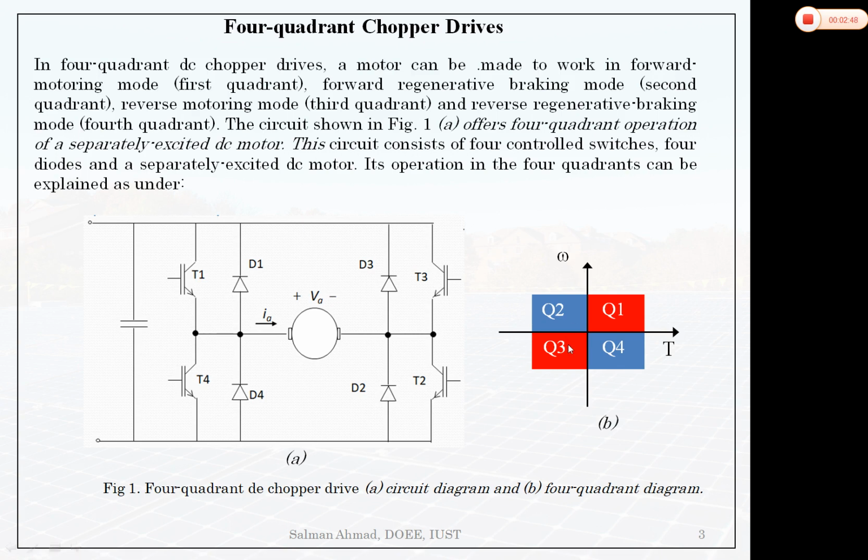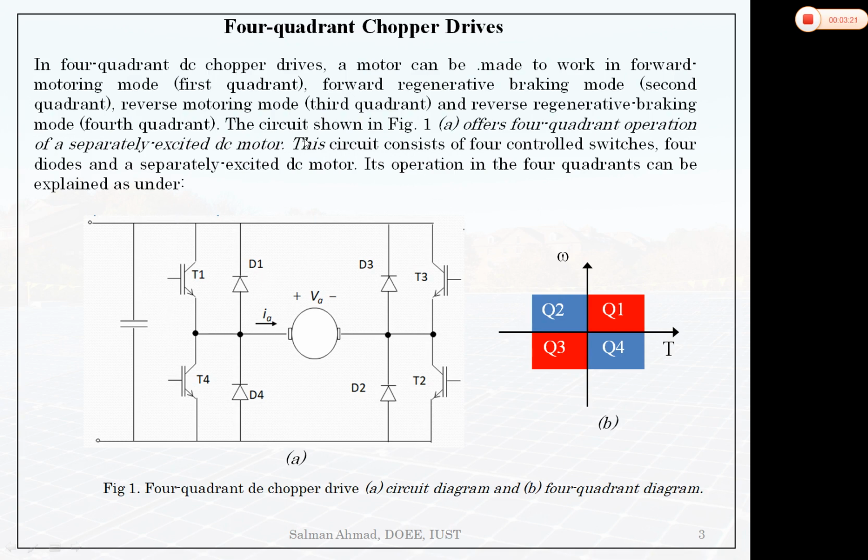Similarly, we can have a reverse regenerative braking mode, where power is fed back from the motor to the supply. The motor is actually working as a generator, so we call it reverse regenerative braking mode. Why reverse? Because the speed is negative and torque is positive, the product is negative, so power is negative. That means power is delivered from the motor to the source. So this is the configuration for the four quadrant chopper drive.